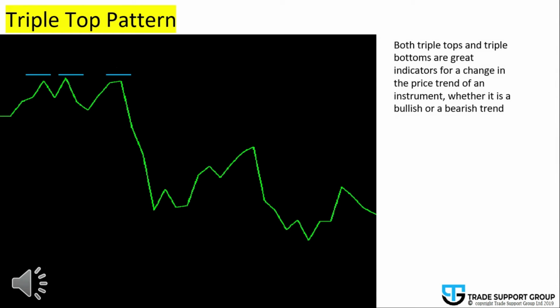Both triple tops and triple bottoms are great indicators for a change in the price of a trend of an instrument, whether it's a bullish or a bearish trend. These normally serve as an even stronger indicator than the double top and double bottom.